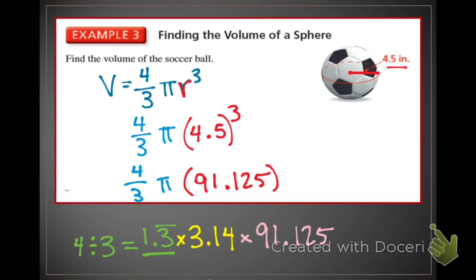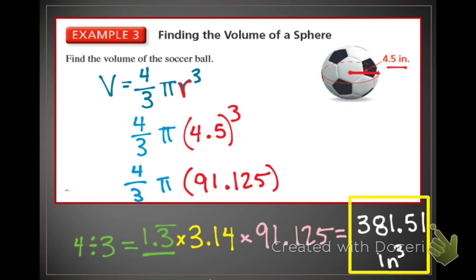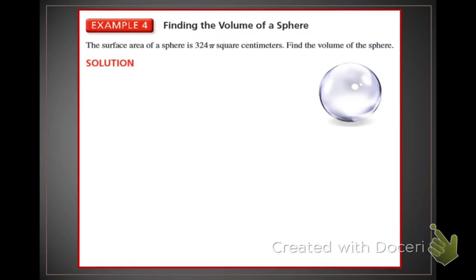This is the exact answer, and look at that, already rounded for us to 2 decimal places. We get 381.51, and it would be inches cubed because it's volume. All right, we got 2 more examples.